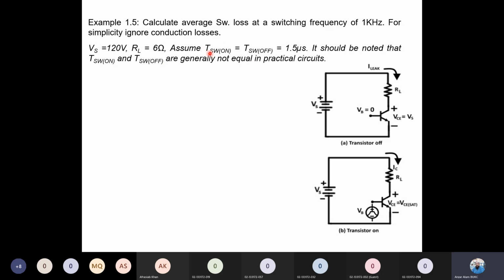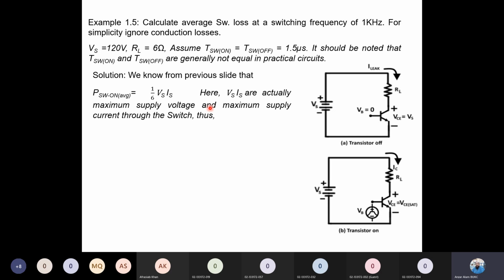So here it is given that T switch on equals T switch off, which is equal to 1.5 microsecond, but it is also stated that in practice these are not equal. We know from the previous slide, you have been asked to find the switching losses. What is the equation? We know switching loss is 1/6 Vs Is, where Vs and Is are the maximum supply voltage and maximum supply current.